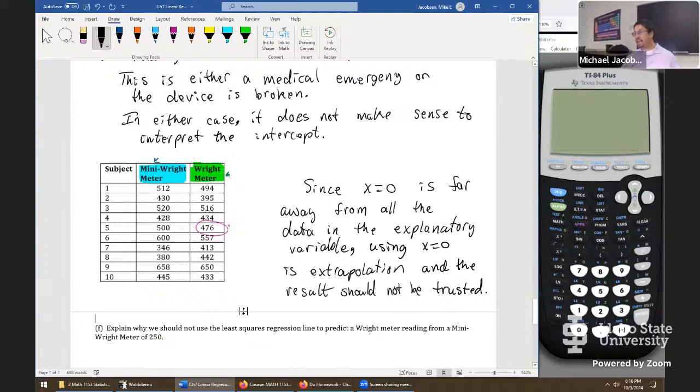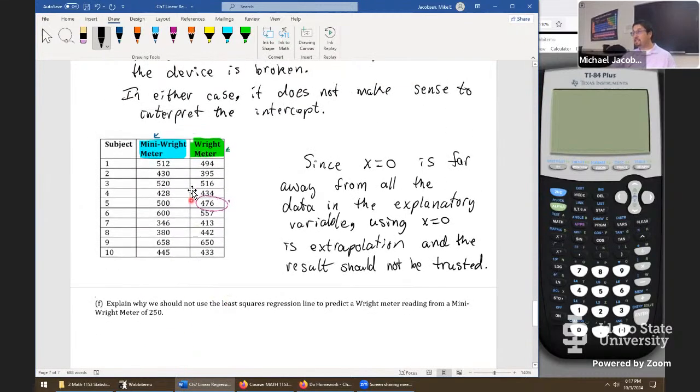Okay, so the intercept cannot be interpreted for multiple different reasons. And now it says, explain why we should not use the least squares regression line to predict a Right Meter reading from a Mini Right Meter of 250. Well, we could plug 250 inside that equation, but same kind of issue here. 250 doesn't show up in this data as well, and so that would have been extrapolation.